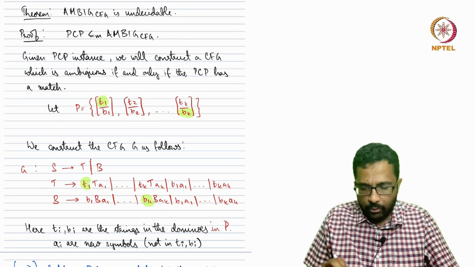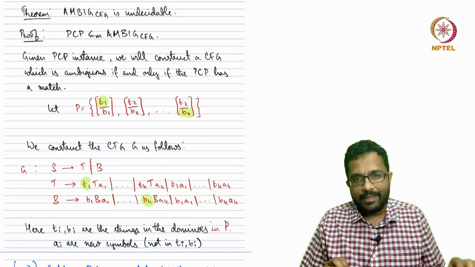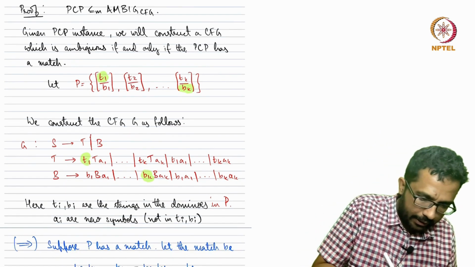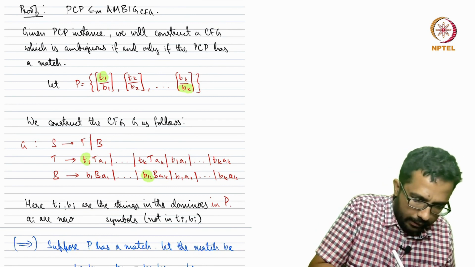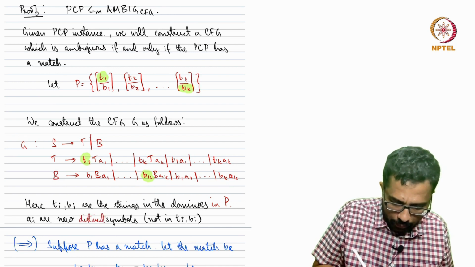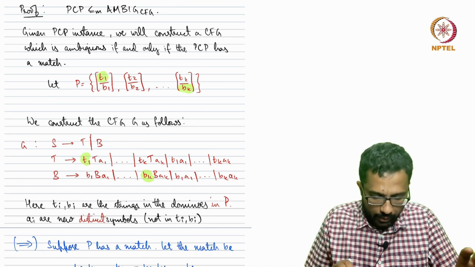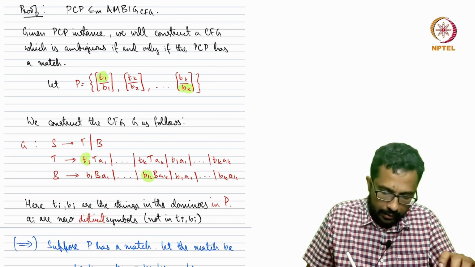And A1, A2 up to Ak are all new symbols. They are not strings, they are just symbols, and they are all new and distinct, meaning A1 is different from A2, which is different from Ak. So we have k new symbols A1, A2 up to Ak.